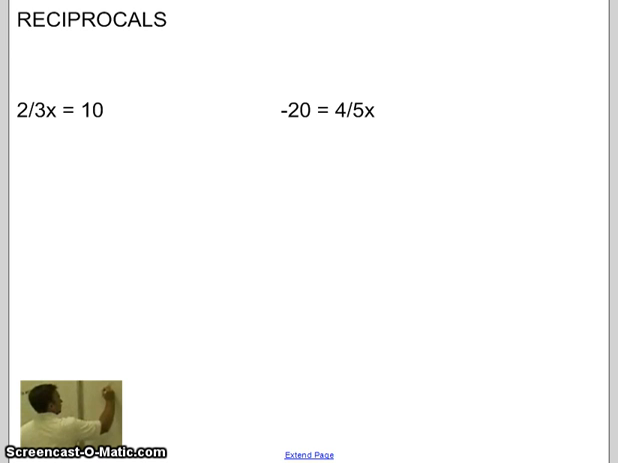Alright, reciprocals. I'm going to rewrite this: 2/3 x equals 10, and negative 20 equals 4/5 x. With reciprocals, or when you have fractions with multiplication, we're going to multiply by the reciprocal. So 2/3 x equals 10. We want to get rid of the 2/3 so we have x by itself, so I'm going to multiply by the reciprocal.